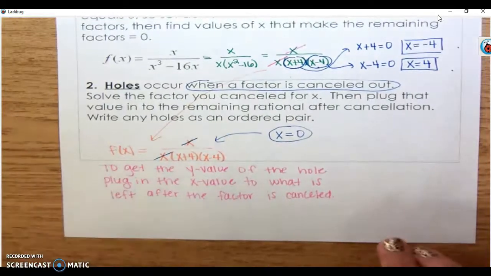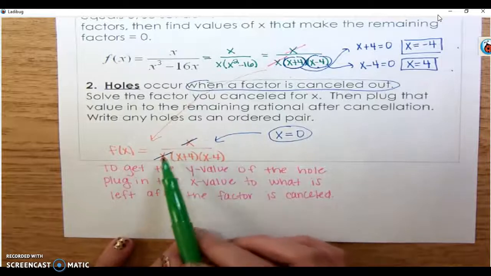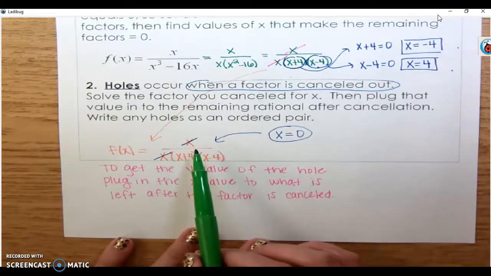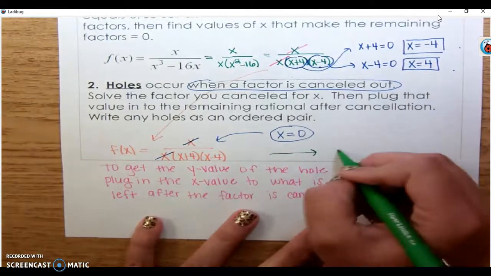Okay, so what does that mean? We know x is 0. Here's where we've done our canceling. You're going to plug it into whatever is left after you cancel. So to get the y value, we're going to plug in.